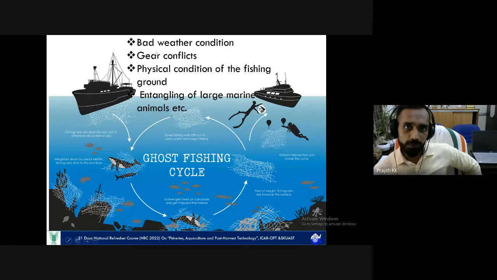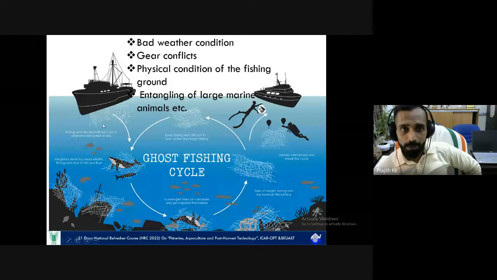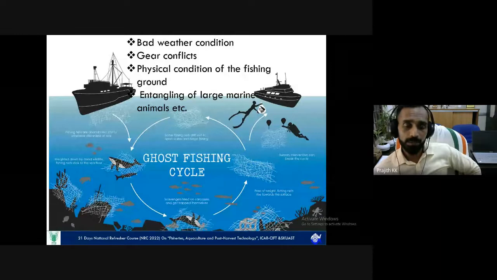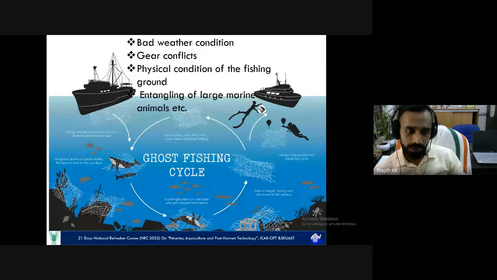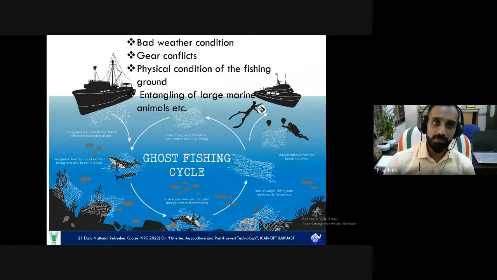So the reasons for ghost fishing may be bad weather conditions. Then maybe gear conflict. In the case of gillnet fishing, the gear conflict is very high, because if they are operating a gillnet in a specific area and large trawlers or vessels or ships go through that path, that will lead to damage of the net. They are forced to discard the net in the fishing environment itself.